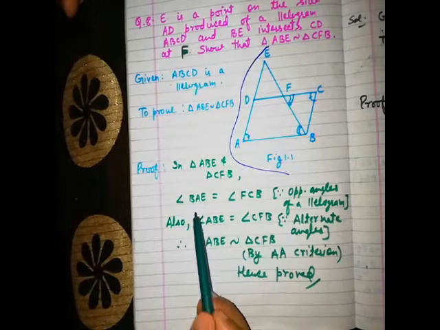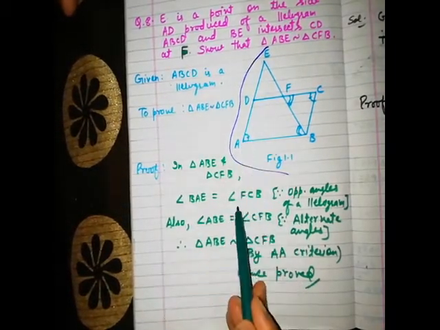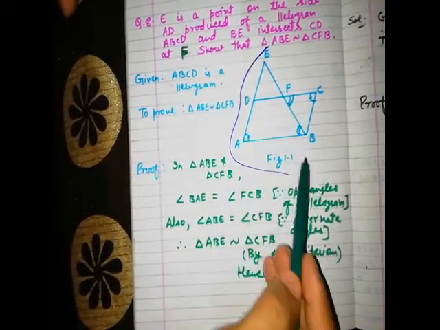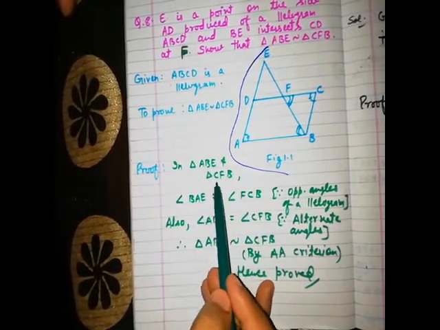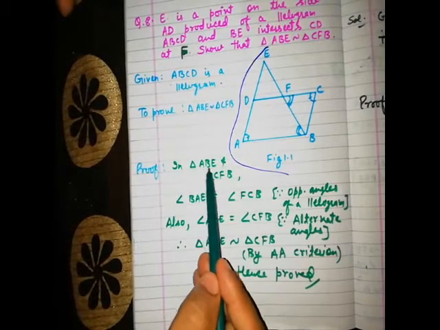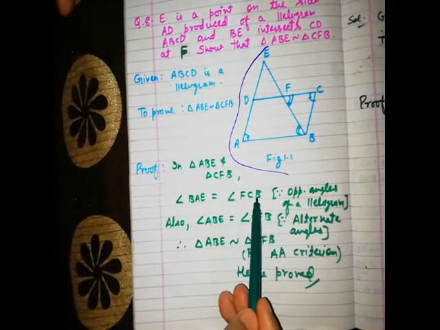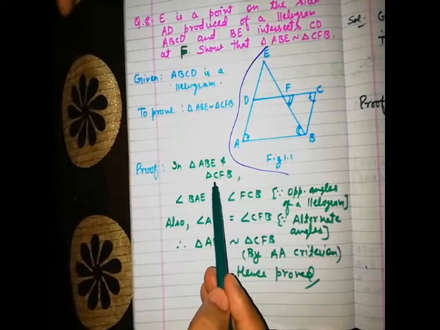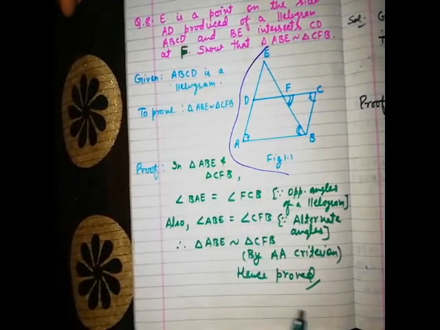Here angle BAE is equal to angle FCB because these are opposite angles of a parallelogram, and these are corresponding angles in these two triangles because BAE is made by second, first and third letter, and FCB is also made by second, first and third letter in triangle CFB. So we get the first angle which we have to prove equal.